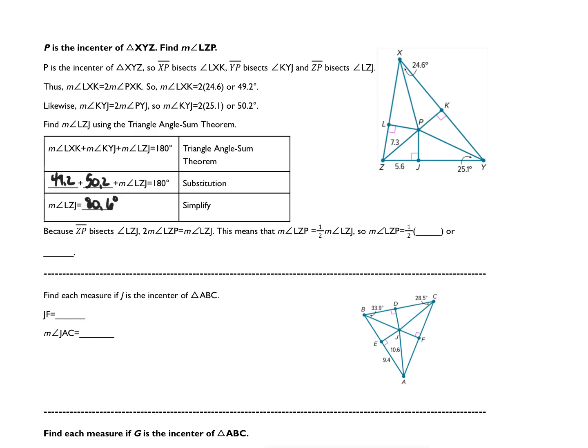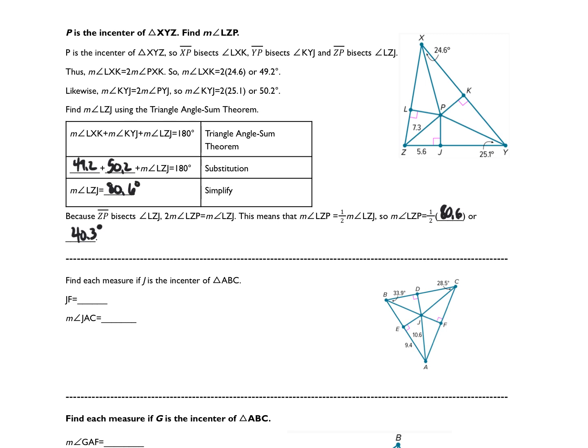equal to 80.6 degrees. Now, because segment ZP bisects angle LZJ, then 2 times the measure of angle LZP is equal to the measure of LZJ. That means that if I divide both sides by 2, I'm left with the measure of LZP is equal to 1/2 the measure of LZJ. So the measure of LZP is equal to half of 80.6, or we come up with 40.3 degrees. And that is the answer we are looking for there, 40.3 degrees.